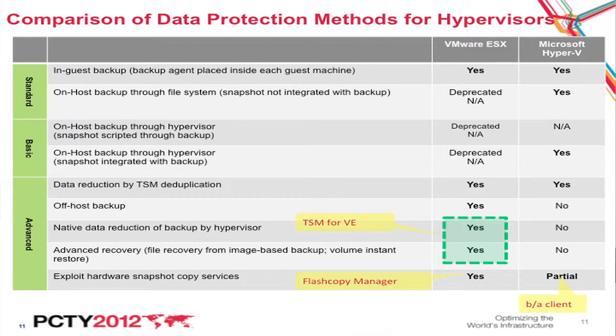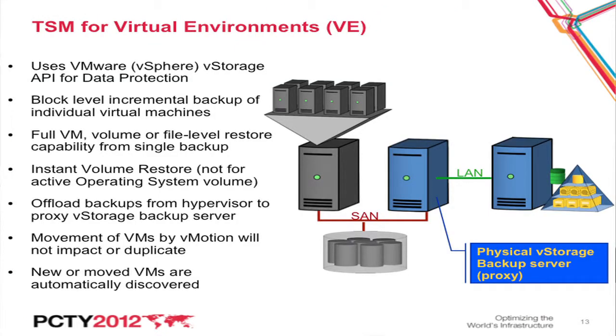Okay, let's talk about TSM for virtual environments. We use that API. We do block level incremental backups of individual virtual machines. So you can run these on the same schedule, separate schedules, whatever you want. In this case, we're showing a physical proxy server doing the backup. With the physical proxy server, you can go over SAN directly to TSM, so LAN free, if you have that capability in your infrastructure and your licensing. Or otherwise, you can just go over LAN if LAN free is not available.